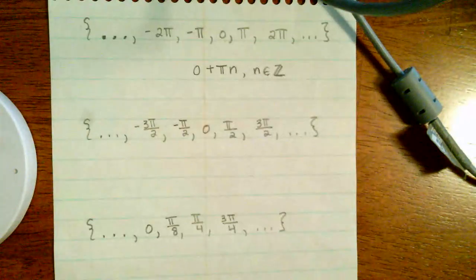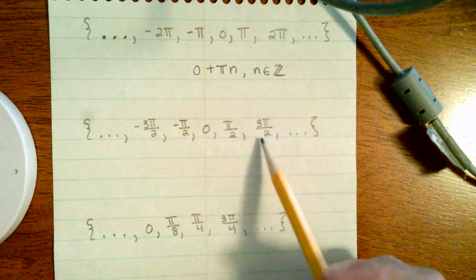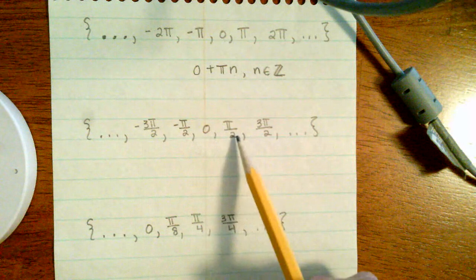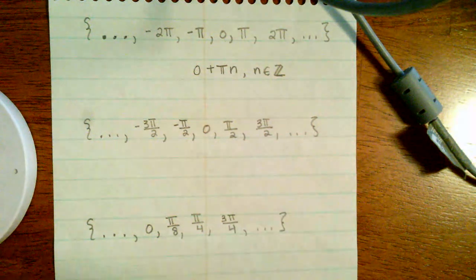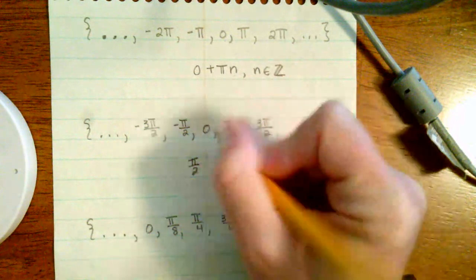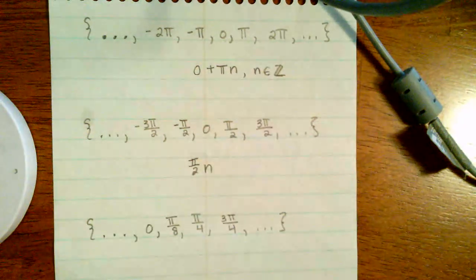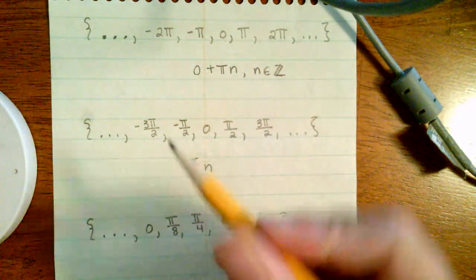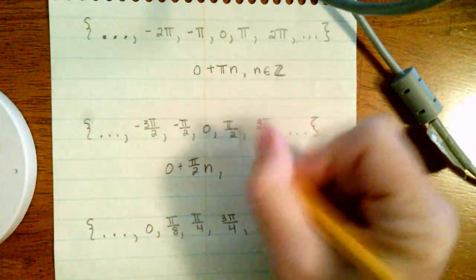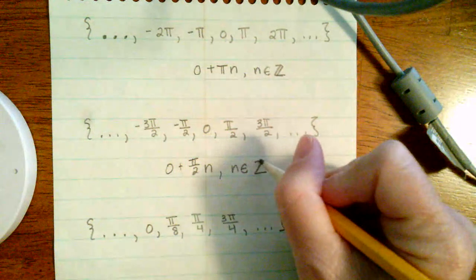Our next one. Sometimes it's hard to look in the negatives, so you can look in the positives first. Hopefully you can see each step we are going up by pi over 2. So I'm going to have pi over 2n. That's the step that I'm going, and I do have a 0 here to start. And I need to say that n is an element of my integers.